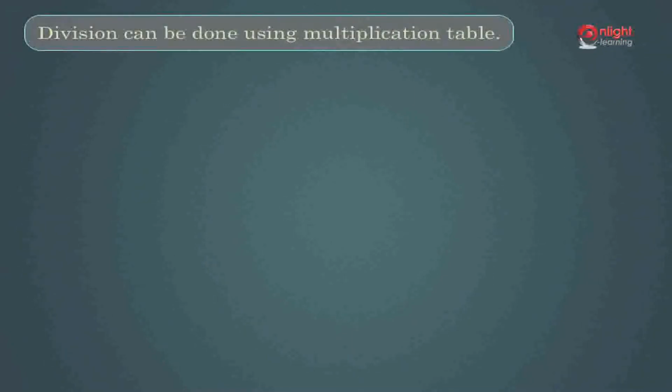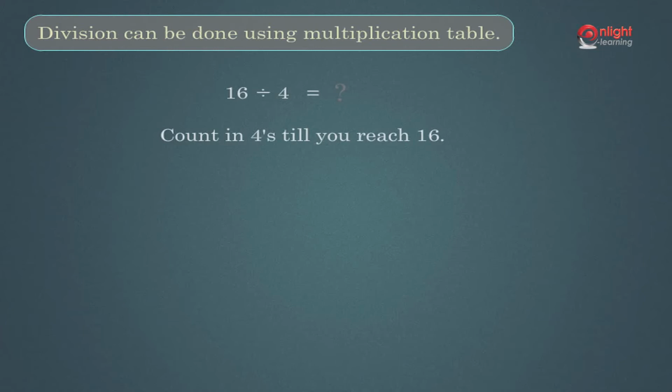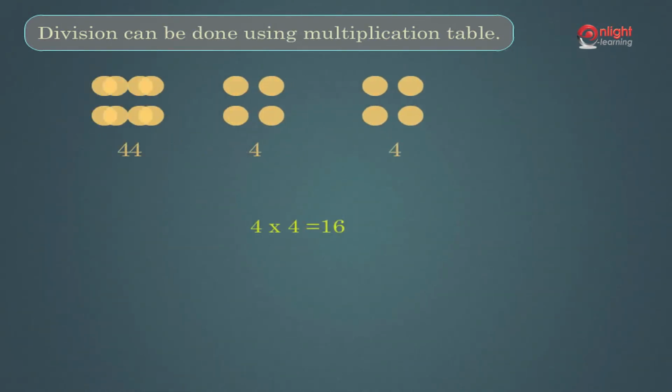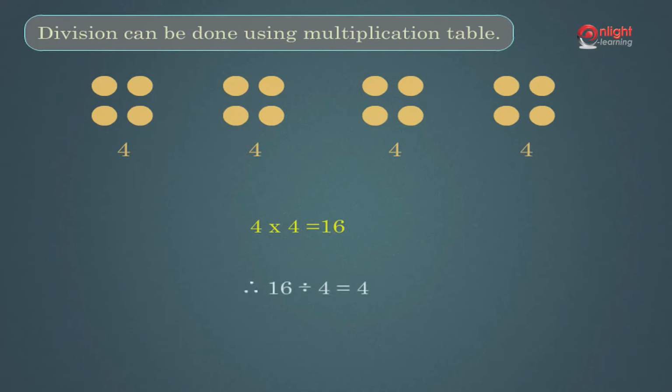Division can be done using multiplication tables. Count in 4s till you reach 16. 4 4s are 16, or 4 into 4 equal to 16. Therefore, 16 divided by 4 equal to 4.